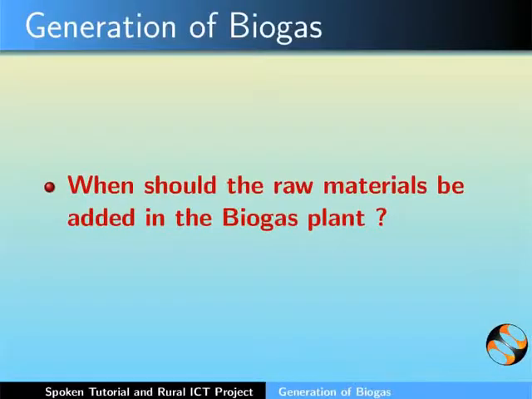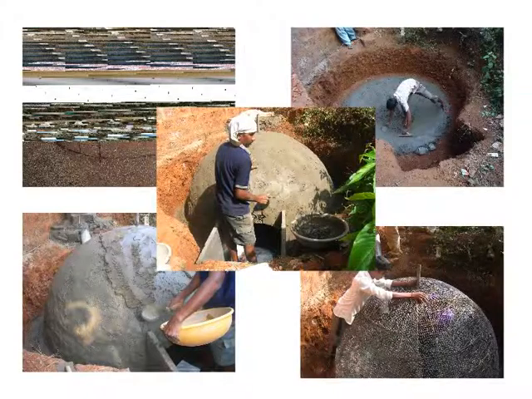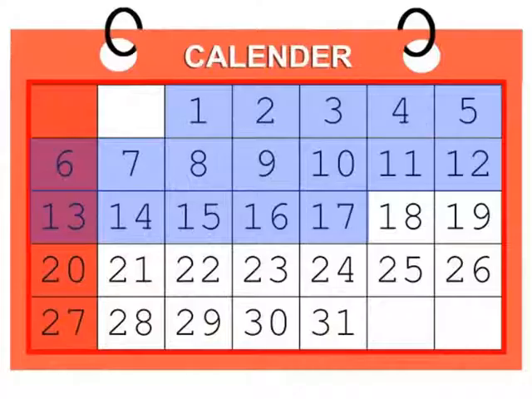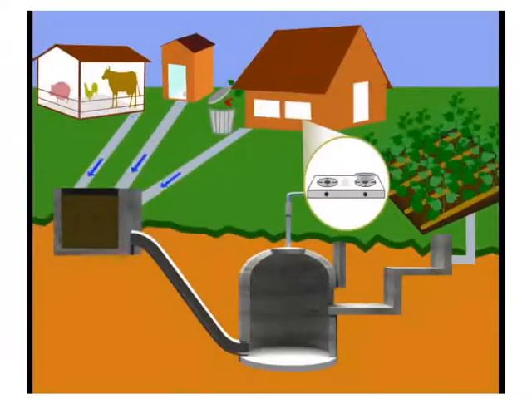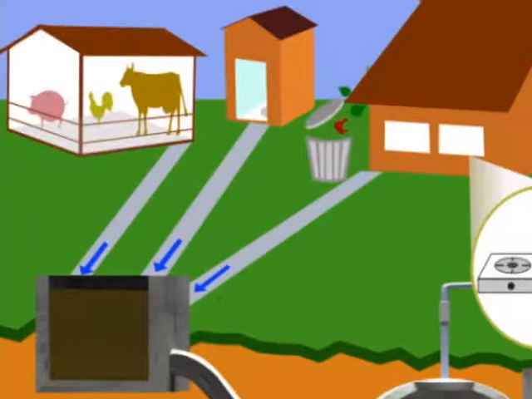So when should the raw materials be added in the biogas plant? Once the civil work is over, the plant is left for curing for 17 days. On the 18th day, first load of raw materials can be fed into the plant. As shown in this image, raw material should be fed into the mixing tank through the inlet pipe.